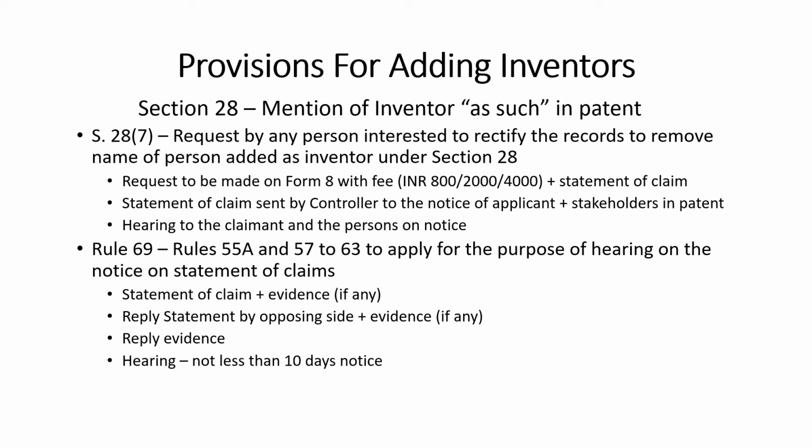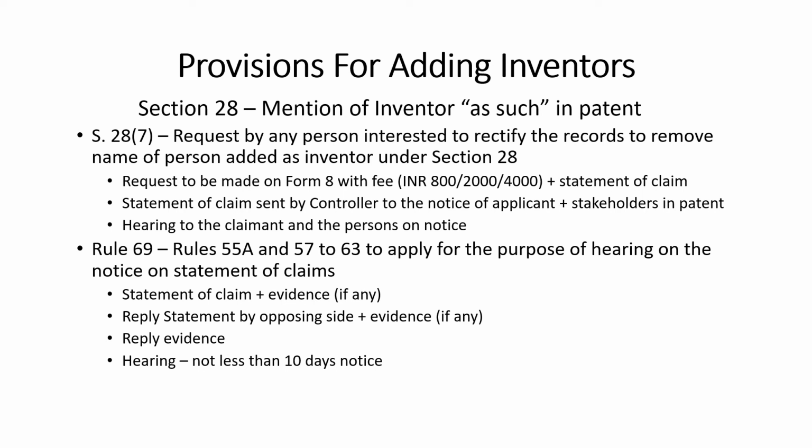A request in this respect is to be made on form 8 along with the requisite fee and also a statement of claim which specifies the facts and circumstances regarding the request, why that request is being moved, and what is the relevant evidence in respect of that. Again, the statement of claim is sent by the controller to the notice of the applicant or the stakeholders in the patent and also the person whose name has been added.